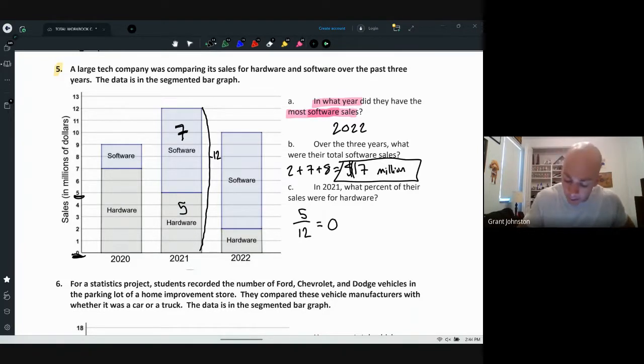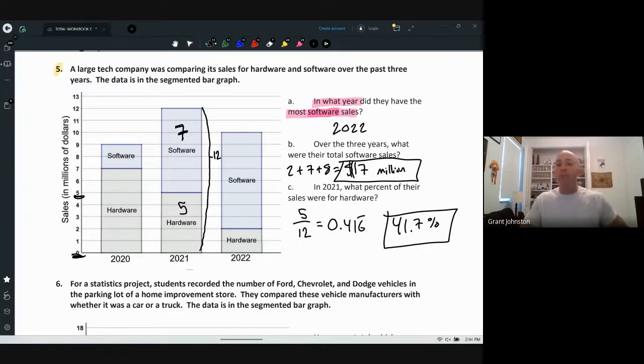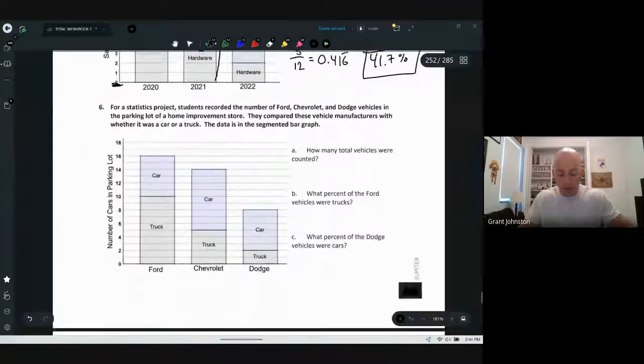It's about 0.416 repeating. So if I round that, I'm going to say 41.7% were for hardware in 2021. Okay. So you can try number 6.